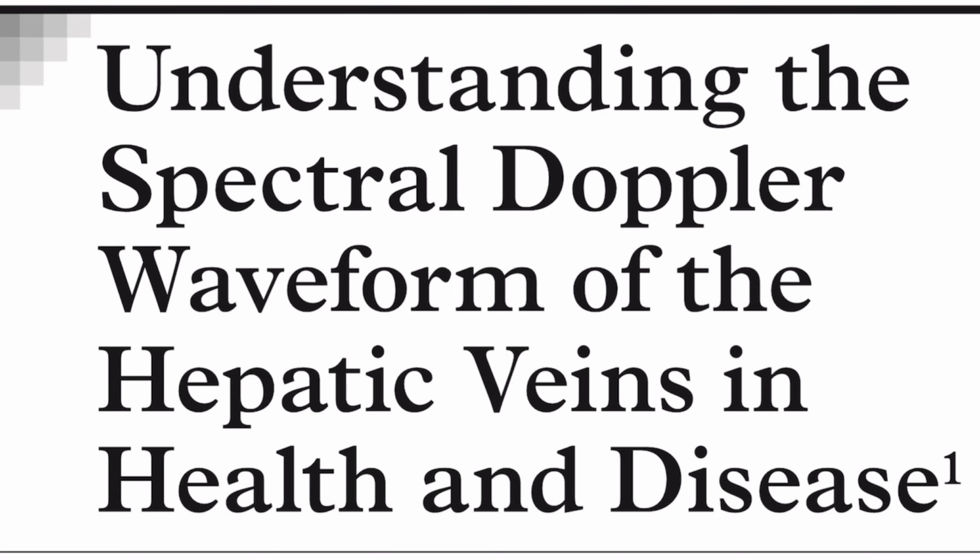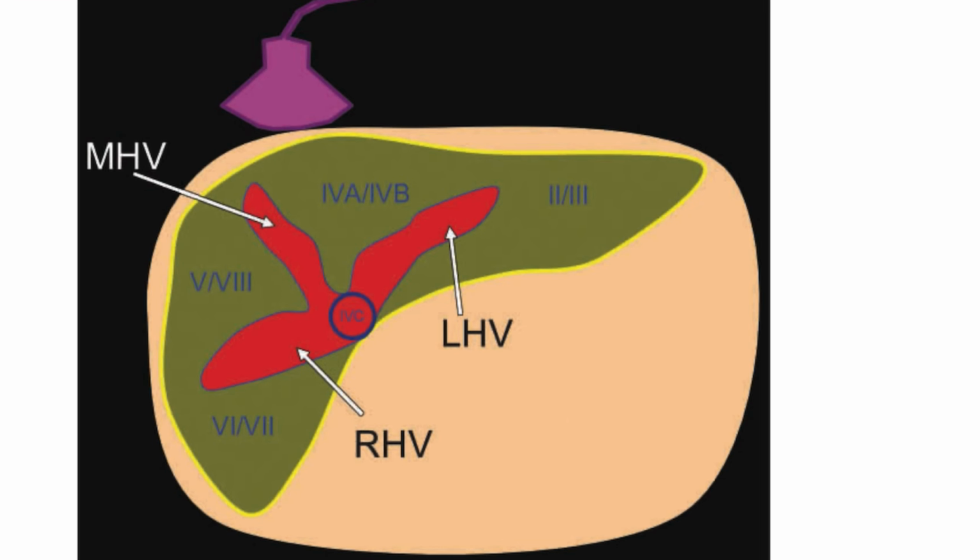In this video, we will learn about the spectral Doppler waveform of the hepatic veins. So this is the diagram in which we can see the three hepatic veins, that is left hepatic vein, middle hepatic vein and right hepatic vein. This is the ultrasound probe.